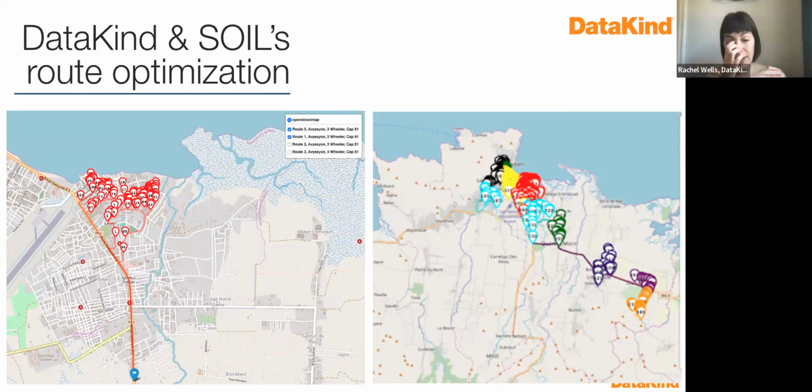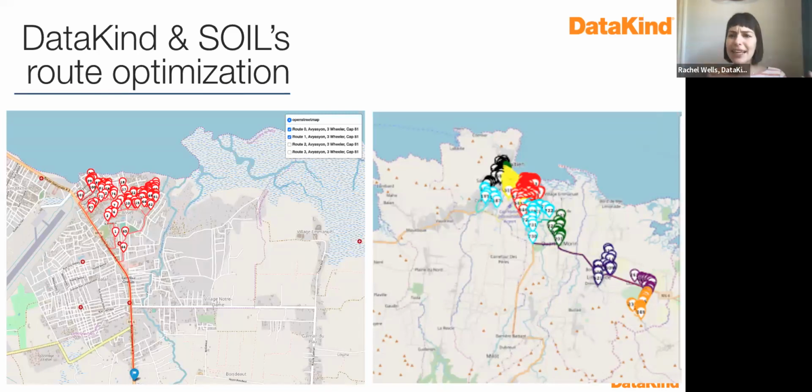And so Soil used this solution to cut down trips by 13%, which was a huge resource savings for the organization. And they used it to onboard new drivers as they scale their services and easily reassign existing drivers to new areas.